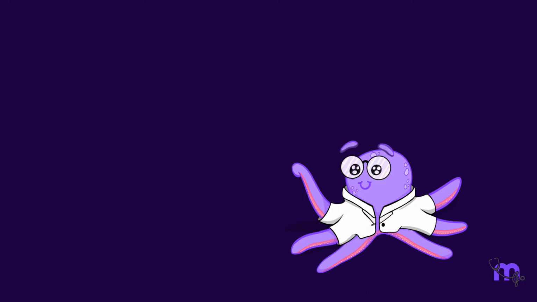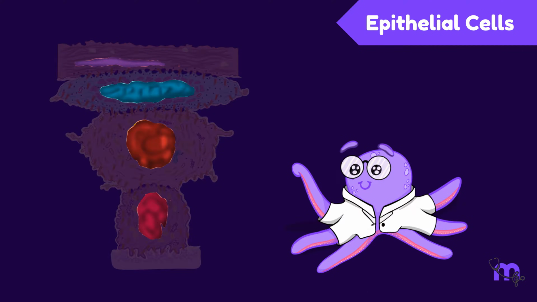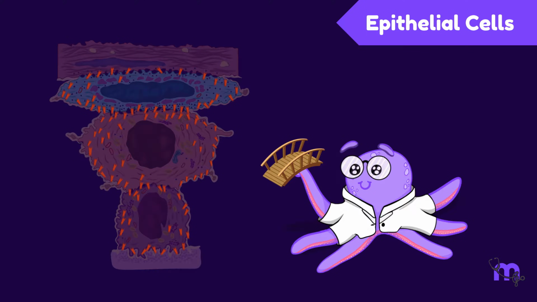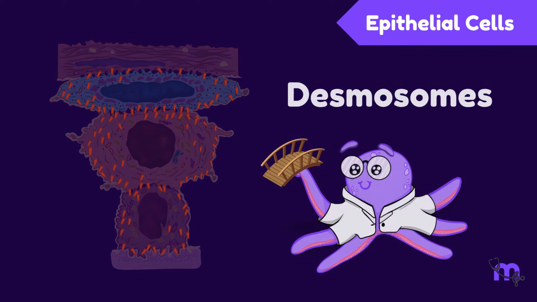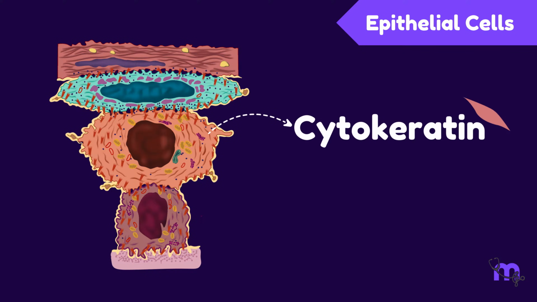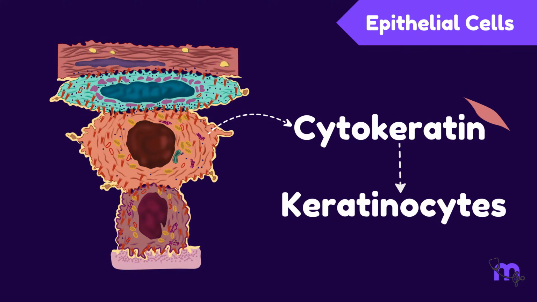Did you know that epithelial cells are structurally mononuclear? They possess intercellular bridges called desmosomes and have a characteristic fibrous protein called cytokeratins. This is why we often refer to epithelial cells as keratinocytes.